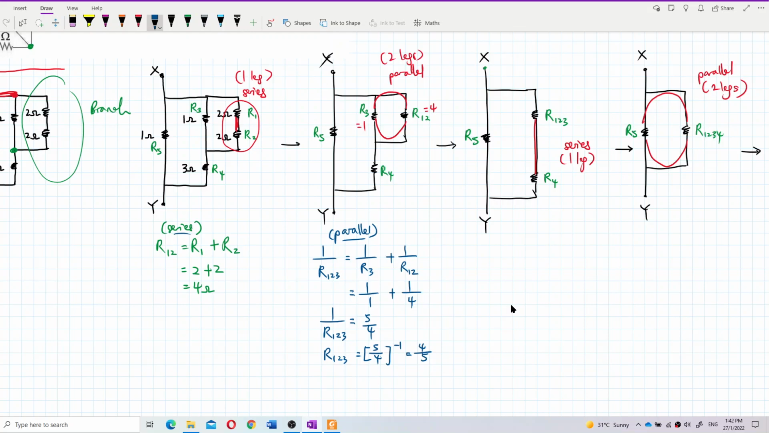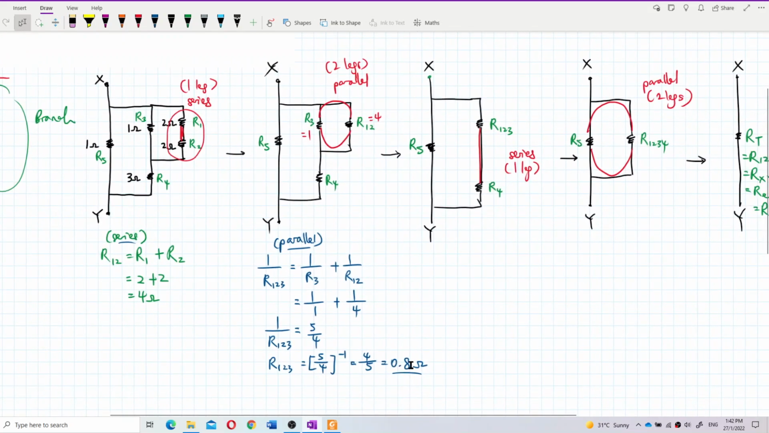So 4 over 5 is 0.8 ohm. You see, it did become a smaller resistance. Resistors in parallel become a smaller resistance, 0.8 ohm, smaller than 1 ohm, smaller than 4 ohm, isn't it? Okay, that's correct. So R123 is 0.8 ohm, and I write it down over here.